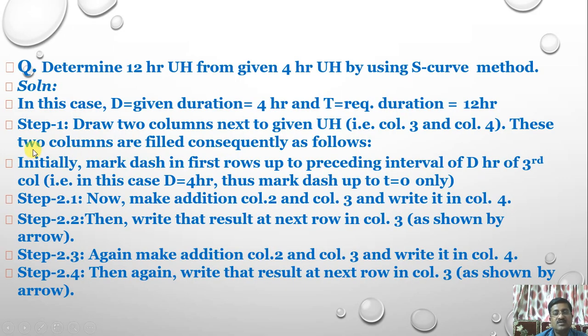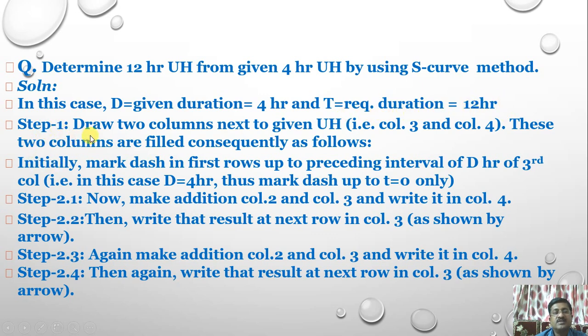Now, one more thing we can discuss. Determine the 12-hour unit hydrograph from the given 4-hour unit hydrograph by using the S-curve method. Here we have to remember that we have to obtain the 12-hour unit hydrograph. So in this case, the given duration D is 4 hours, but the required duration T is 12 hours.